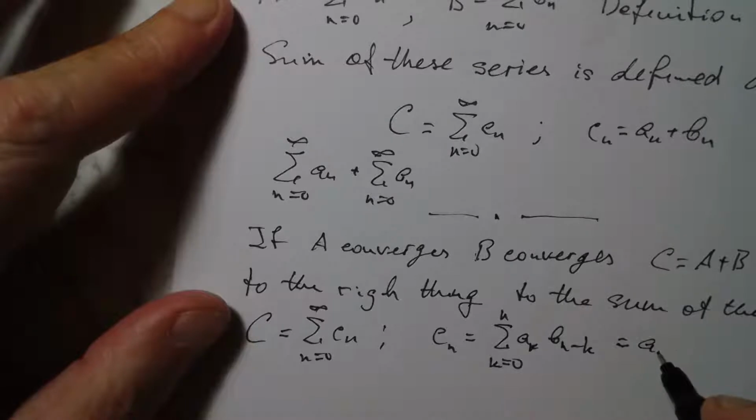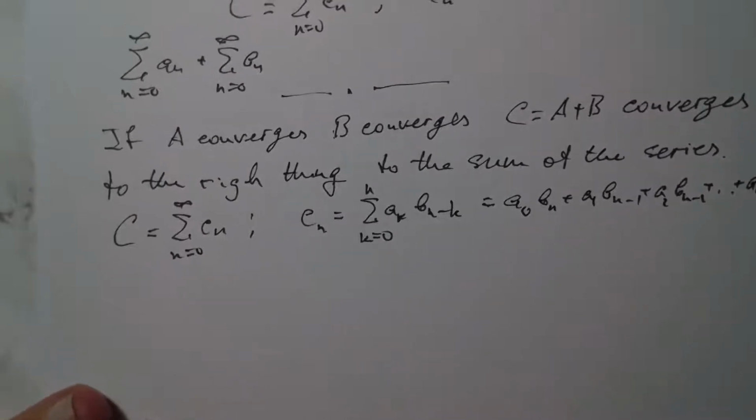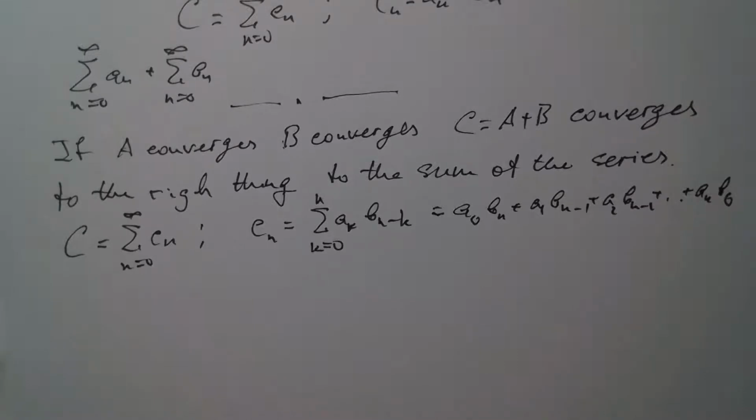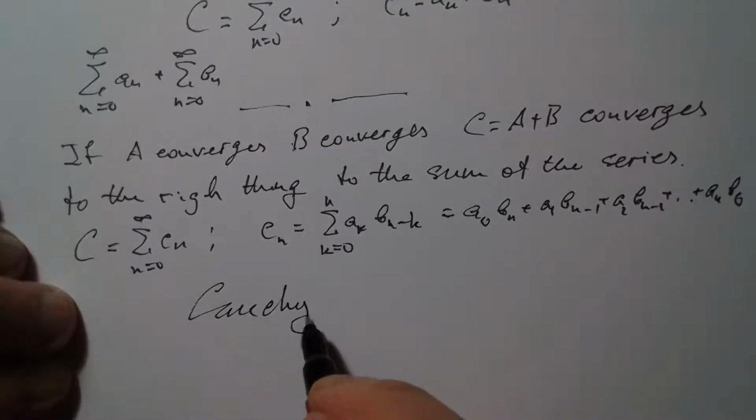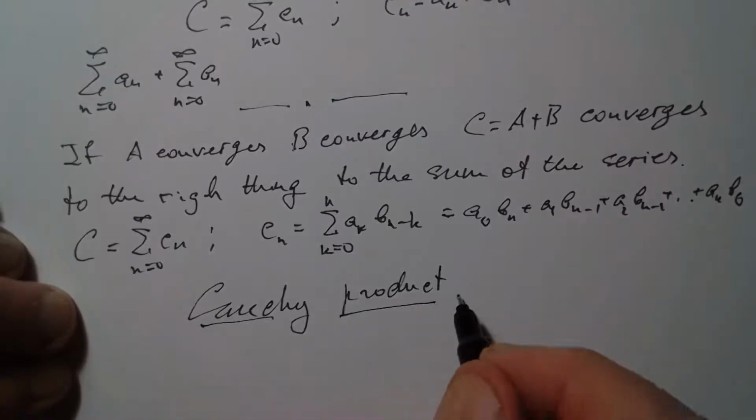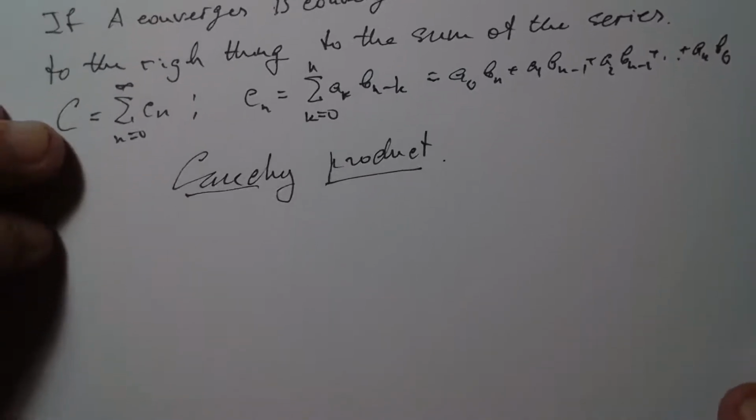Remember what it was like. It was like A naught Bn plus A1 Bn minus 1 plus A2 Bn minus 2 plus etc., plus An B naught. Okay, so that's the way we define the sum of the series, and I strongly, strongly, strongly recommend that you review the way and the reason we defined it this way, because it's a beautiful definition. It is called the Cauchy product, and it's very, very, very clever and has a lot to do with multiplication of polynomials. So I do recommend you look into it very, very seriously.